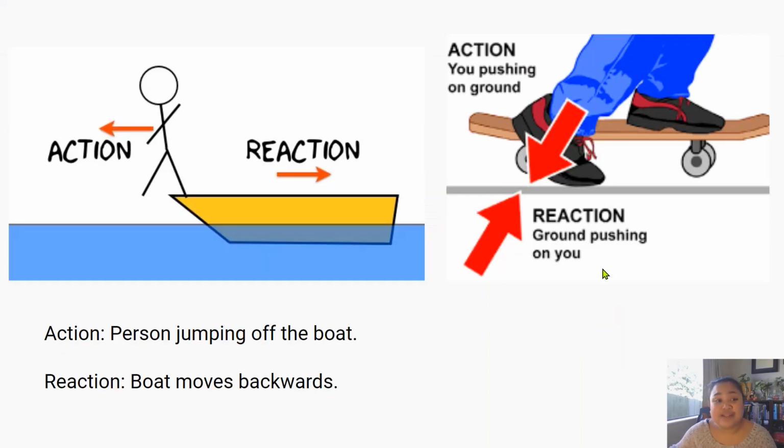Let's look at a few more examples. So here there's a person jumping off this boat. The action is this person is jumping off the boat, whereas the reaction is the boat actually moves backwards in response to this action. In this picture here, there's a person on a skateboard and they're pushing themselves forward. The action is that this person is pushing themselves on the ground, whereas the reaction, which is equal and opposite of the action, is the ground pushing back on the person in the opposite direction.